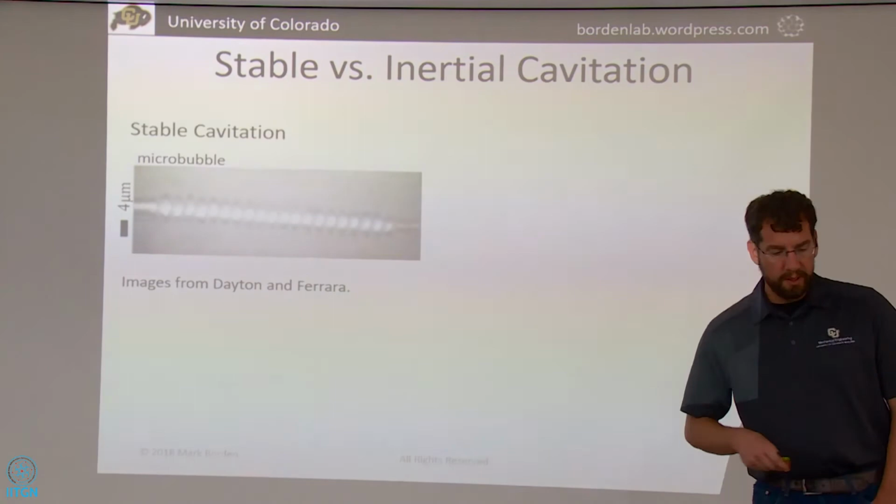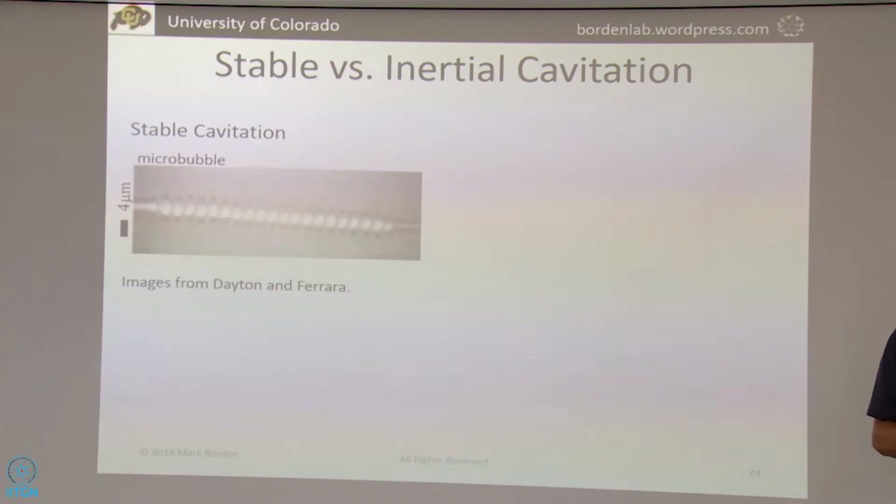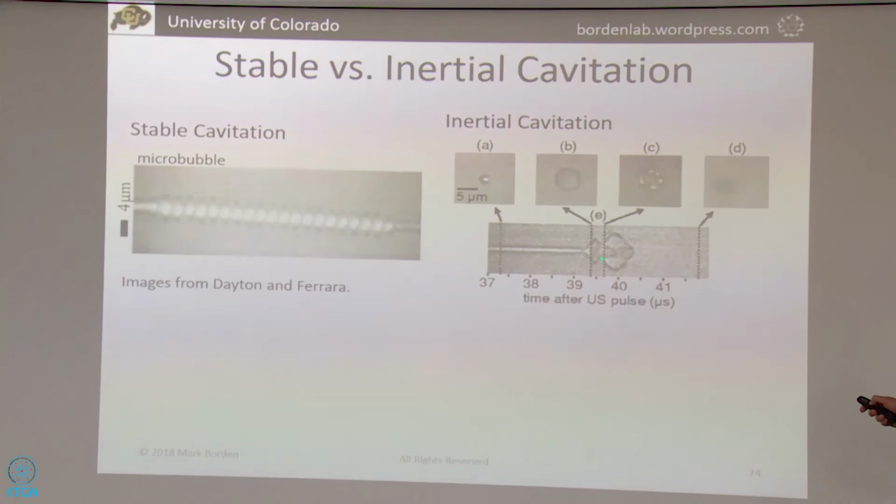Here's two terms in the bubble world that you often come across: stable cavitation versus inertial cavitation. Stable cavitation refers to that you can drive the bubble to oscillate, but when you're done, the bubble is stable. So the bubble starts at a certain size, ends at the same size. That's stable. Inertial cavitation means that you drive the bubble so strongly that it actually breaks apart to fragments and dissolves away and disappears. So these are the terms that are often used.